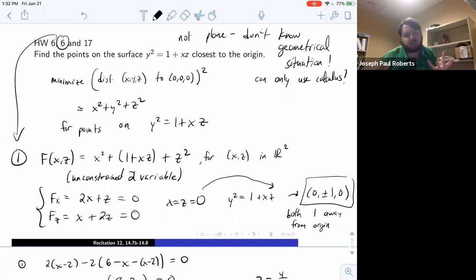And if you investigate it using GeoGebra or think about it, for example, if x and z are both 1,000,000, then y could be basically the square root of 1,000,000,001. This surface goes on forever, so it makes sense that you can find points as far away from the origin as you like. So there is no point farthest from the origin on this surface, and you can assume that the two points we get are the minimums.